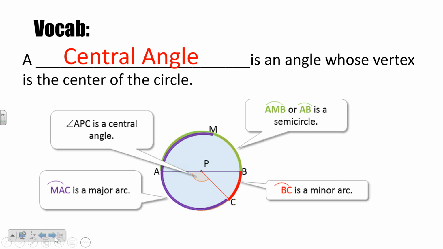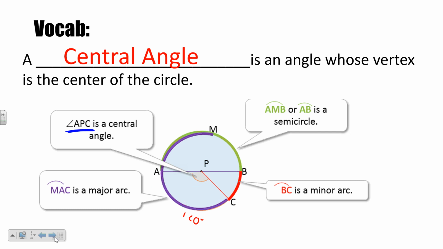center of the circle. So we have the central angle APC. That's this angle right here. So whatever that angle measurement is, that's what we're talking about. But we also define this arc by that same angle measurement. So if that angle was 120, this arc we'd call 120 degrees. We'll get into that in a second.